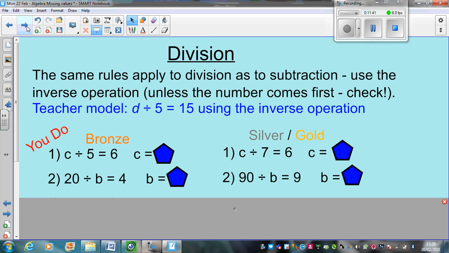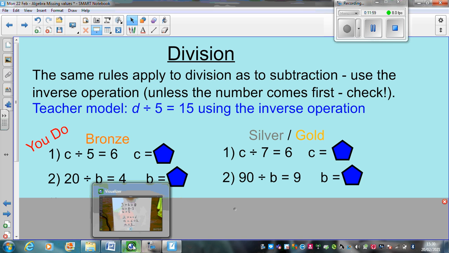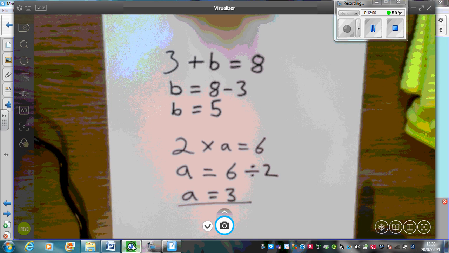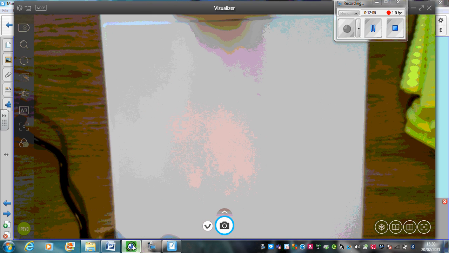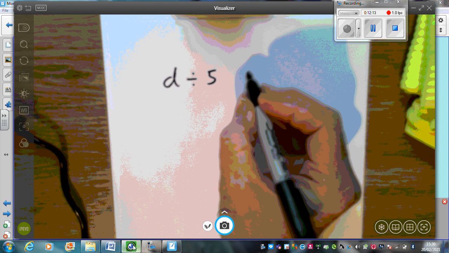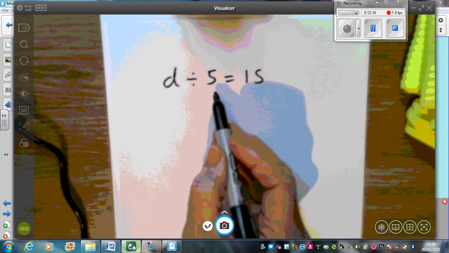Next, division. Same rules apply for division as to subtraction. So you can use the inverse operation unless the number comes first, in which case you check like we did last time. So, I'll show you this one once again. We are looking at D divided by 5 equals 15. Let's switch. I'm going to write it on a new piece of paper. D divided by 5 equals 15. So what divided by 5 equals 15?